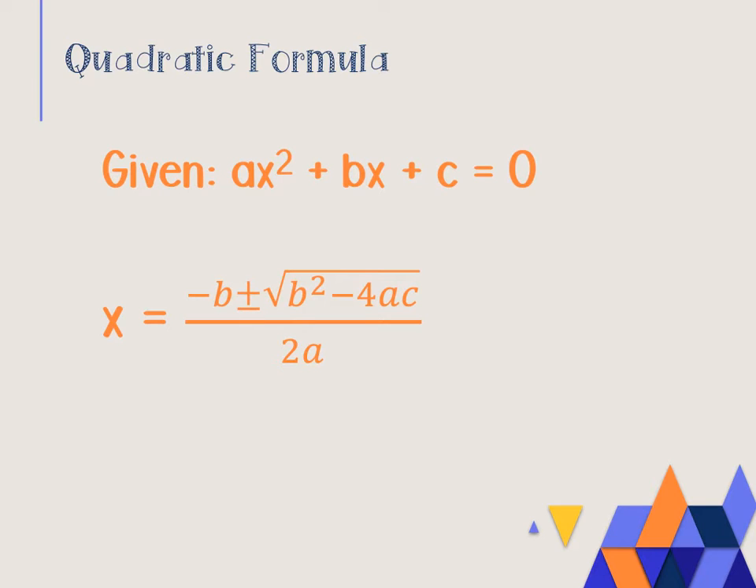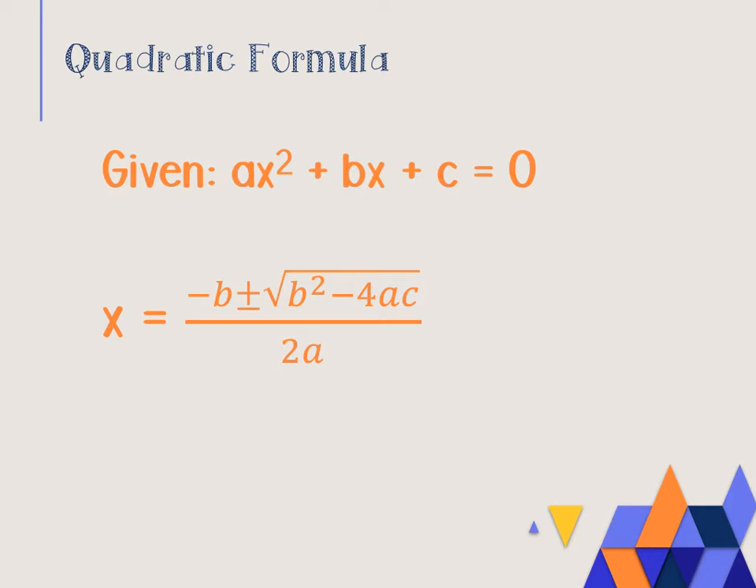And the quadratic formula is x is equal to negative b, or the opposite of b, plus or minus the square root of b squared minus 4 times a times c, all divided by 2 times a.